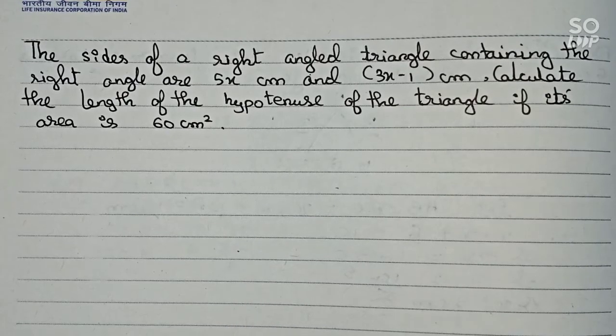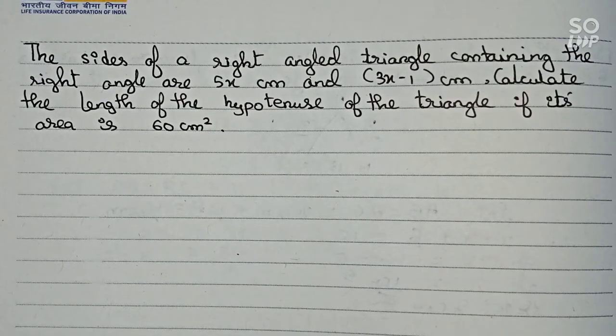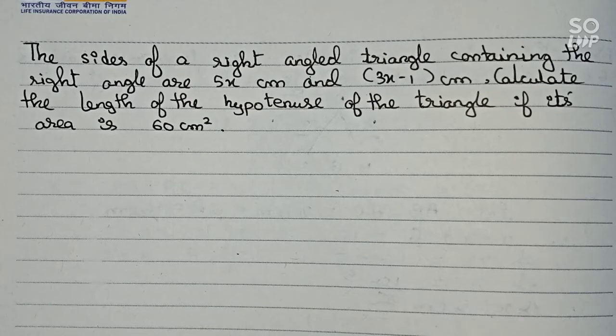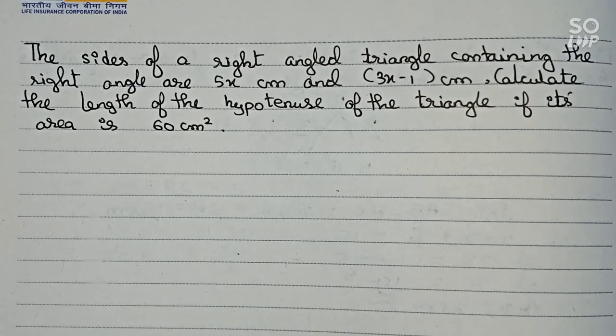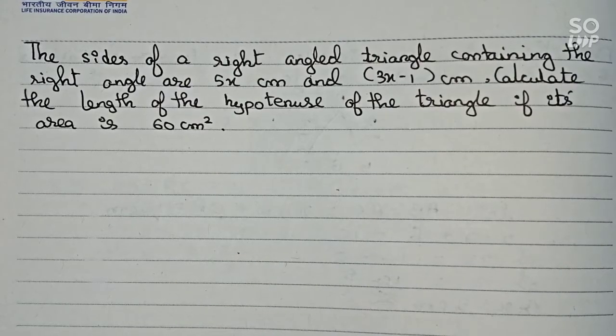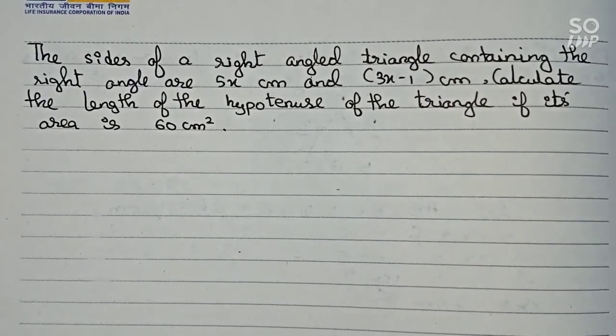In this video, our question is: the sides of a right angle triangle containing the right angle are 5x cm and 3x minus 1 cm. Calculate the length of the hypotenuse of the triangle if its area is 60 cm square. So this is our question, so I'll solve this.